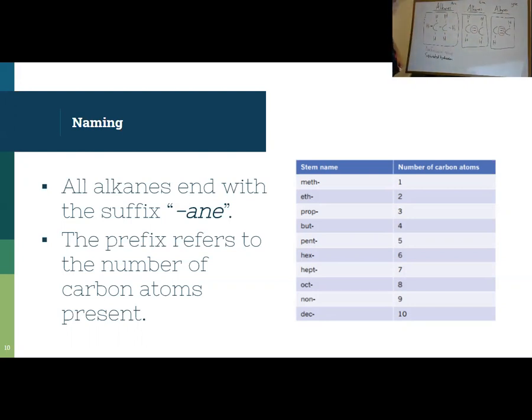So what we need to do is count the carbon atoms on here. Meth is 1, eth is 2, prop is 3, but is 4, 5 is pent, 6 is hex, 7 is hept, 8 is oct, 9 is non, and 10 is dec. So this would be ethane. It only has single bonds and there are 2 carbon atoms.